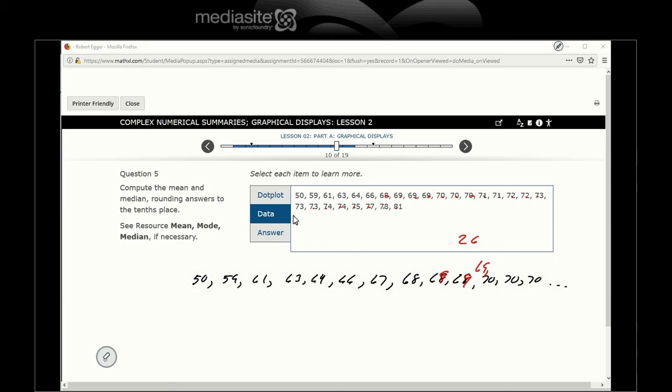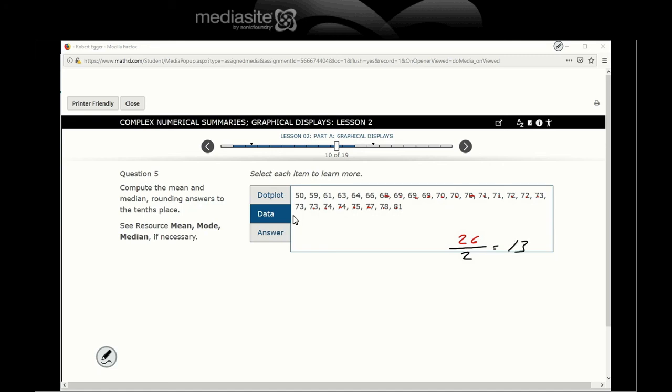And the rule is take that number, divide by 2, and the only trick is if you get a whole number, basically you have an even number, you need to count out 13. Left to right, count 13. 1, 2, 3, 4, 5, 6, 7, 8, 9, 10, 11, 12, 13. So here is your 13th number.